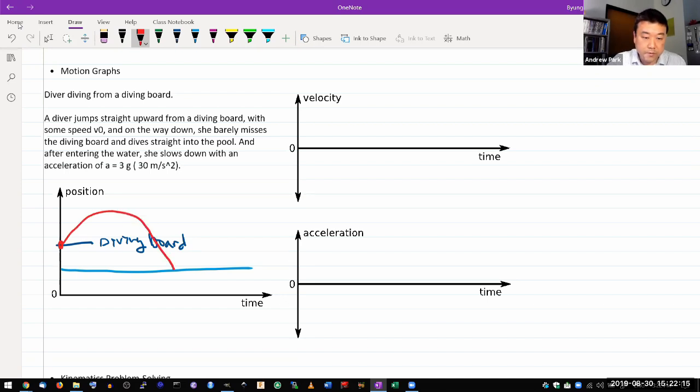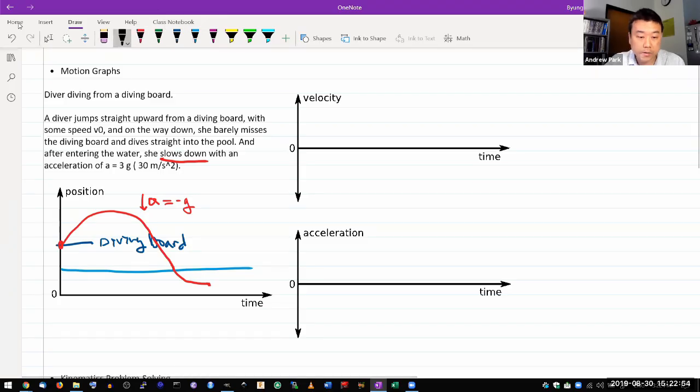So this is with acceleration being downward acceleration of minus g. And then what's a little bit harder to do on a position graph is what happens to the position after the diver enters the water. You have some sense that the diver should come to a stop because it's something about slowing down. And that's kind of where you have to leave it. And this graph as drawn, it's ambiguous.